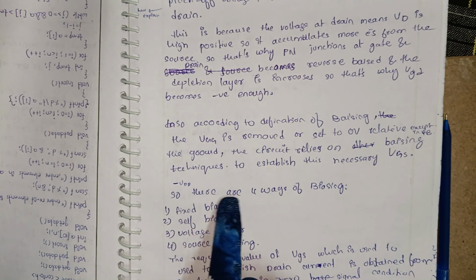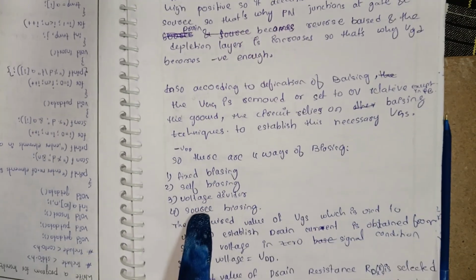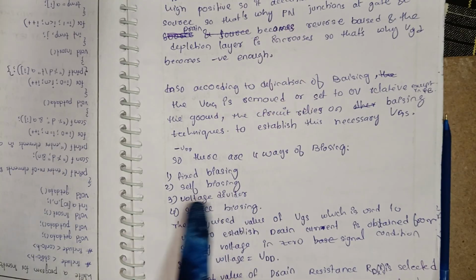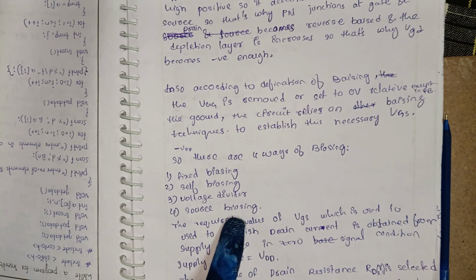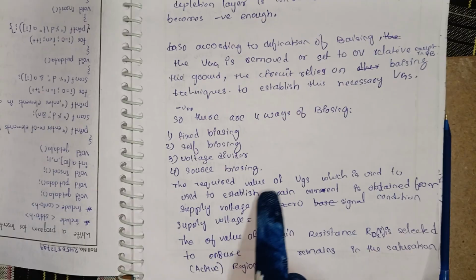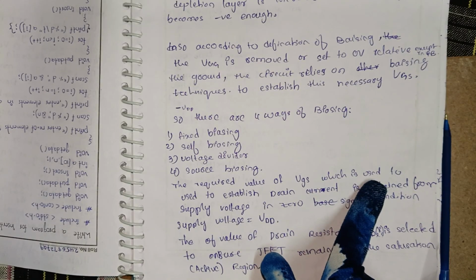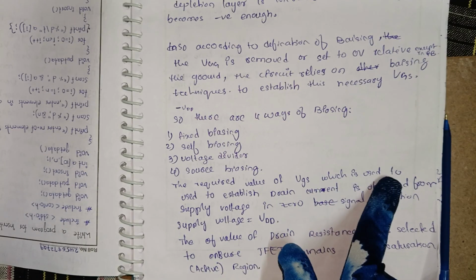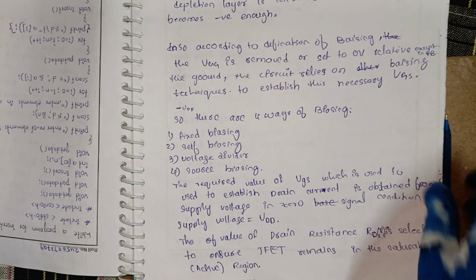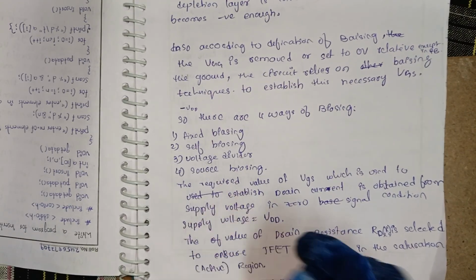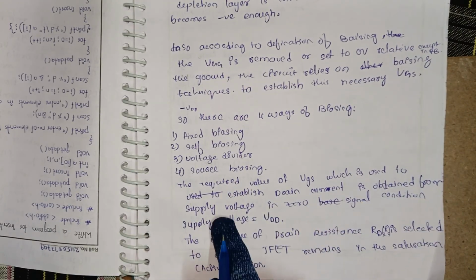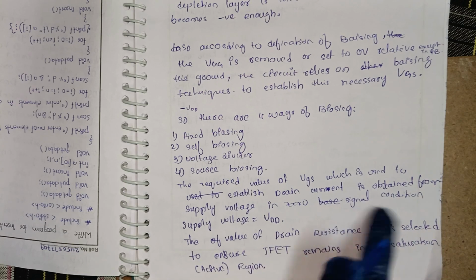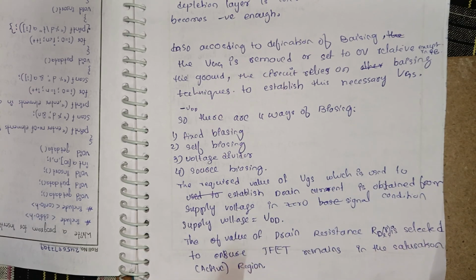And then, there are 4 ways of biasing: fixed biasing, self biasing, voltage divider biasing, and source biasing. And then the required value of VGS, which is used to establish the drain current, is obtained from the supply voltage in zero signal condition.